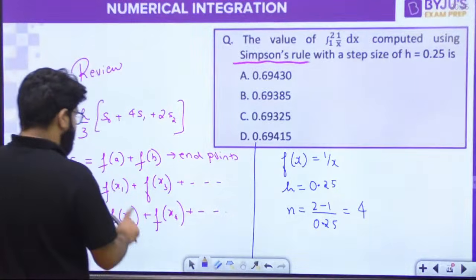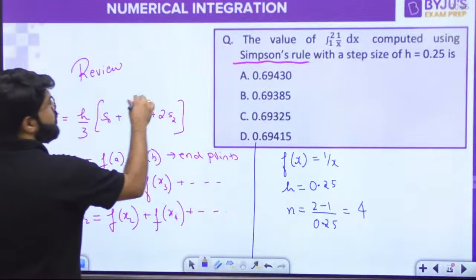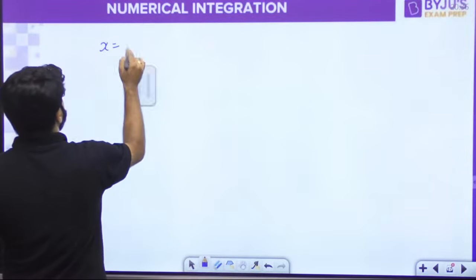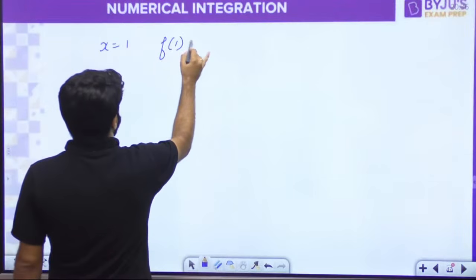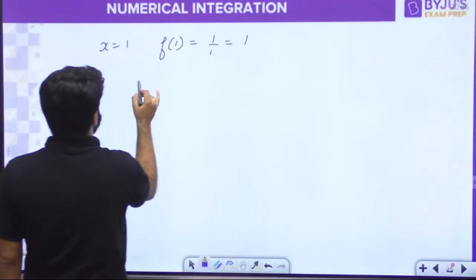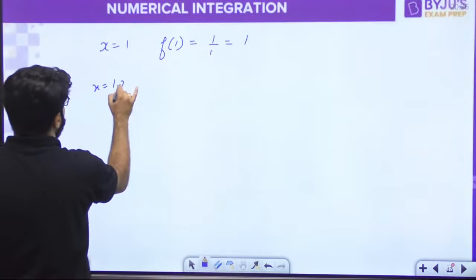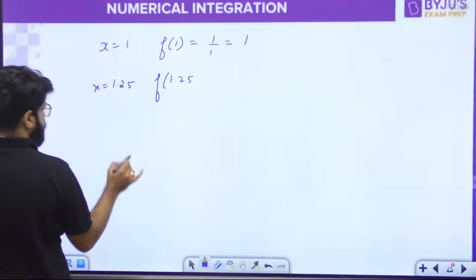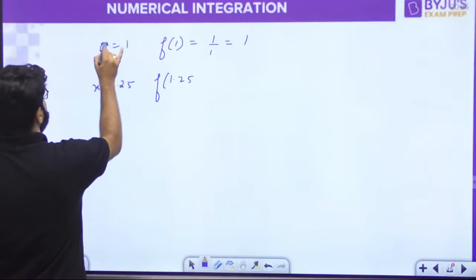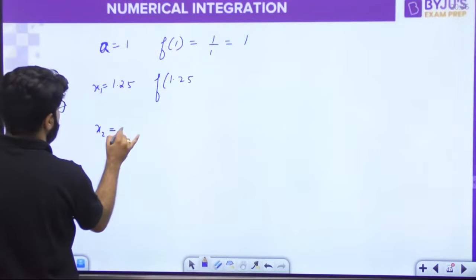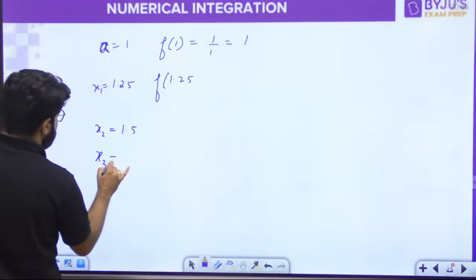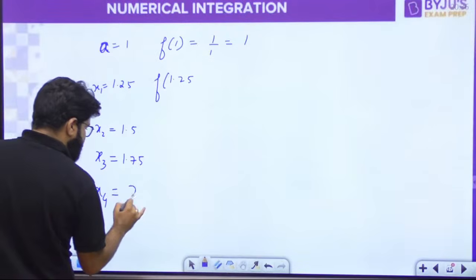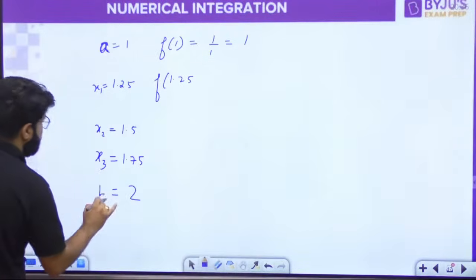Let's move ahead. What is the value of FA? Starting point. देखो x का वैल्यू कहां से स्टार्ट करना है? x equal to 1. What is the value of f1? 1 upon x है. Then x is equal to 1.25, f of 1.25. This is known as x1 and this is known as a. Then we will take x2 equal to 1.5, then x3 equal to 1.75, and then x4, that is equal to 2, and 2 means the end point. इसको b बोलेंगे.